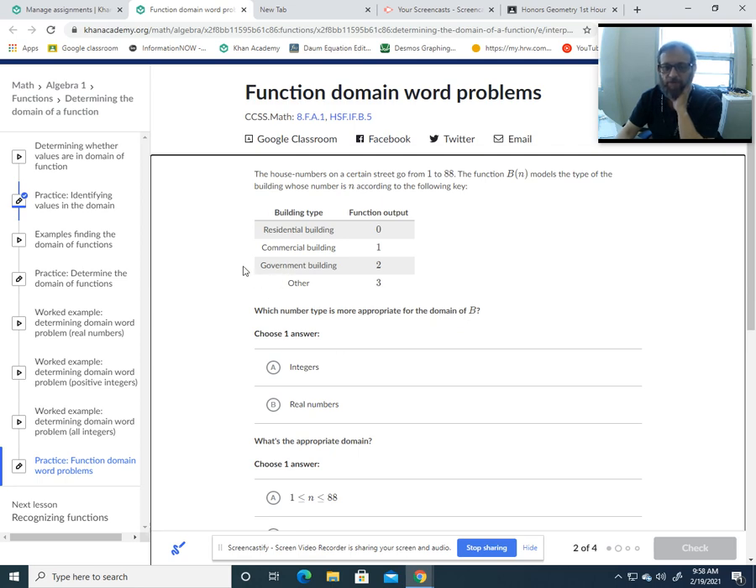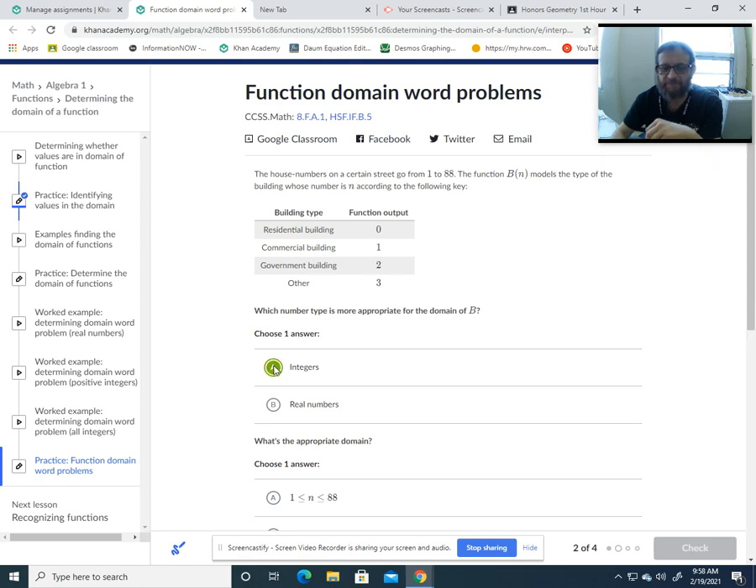Okay, so the domain of B is a house number. Now, the last one, we could have gotten an argument about whether you would put in nice numbers or maybe you could put in decimals or whatever. Here, house numbers are definitely not decimals. House numbers are absolutely integers.